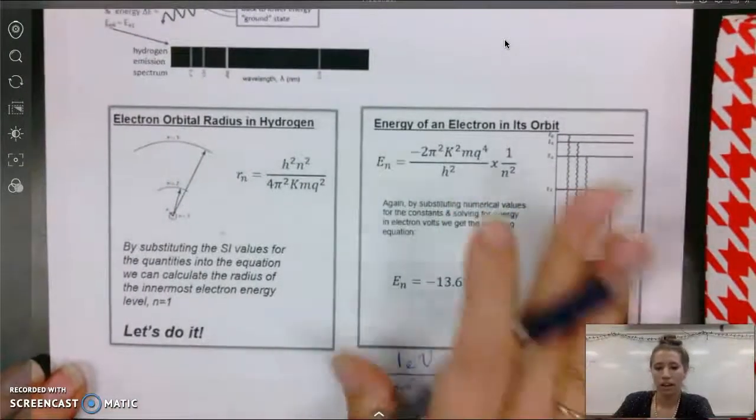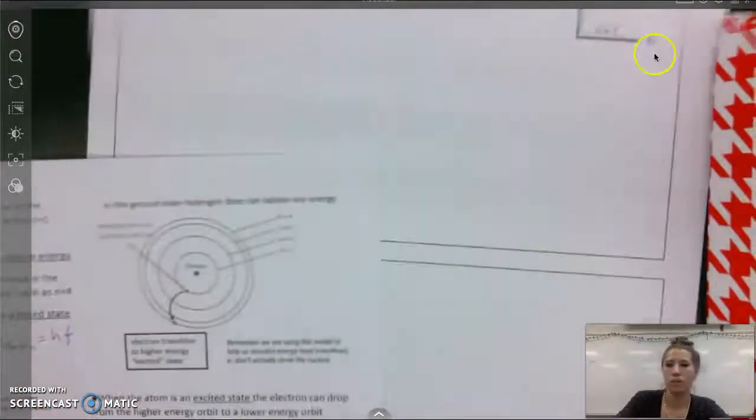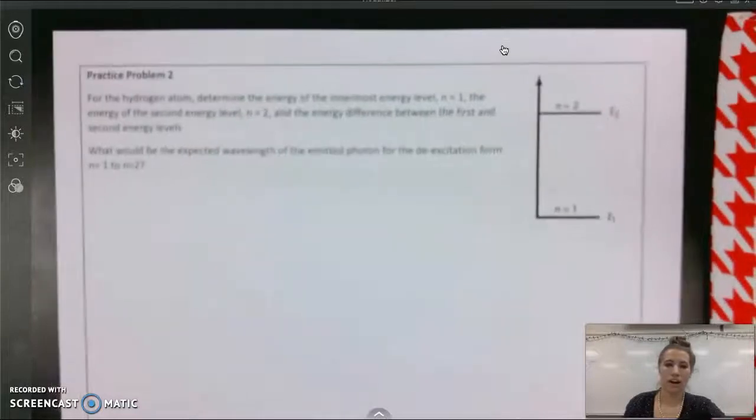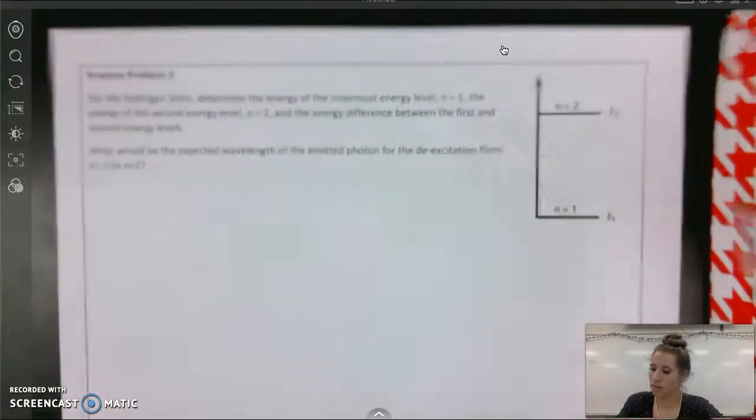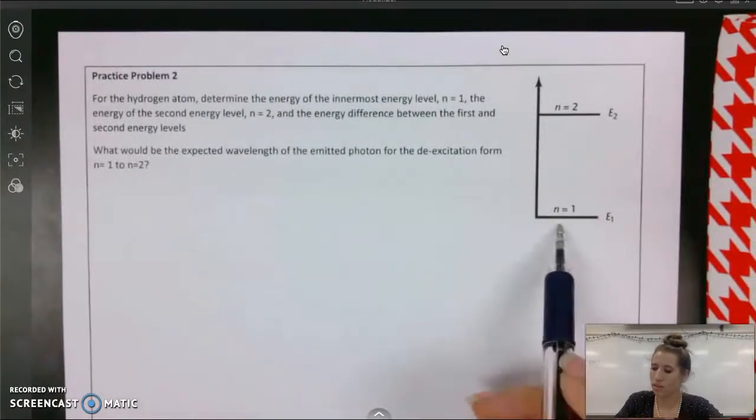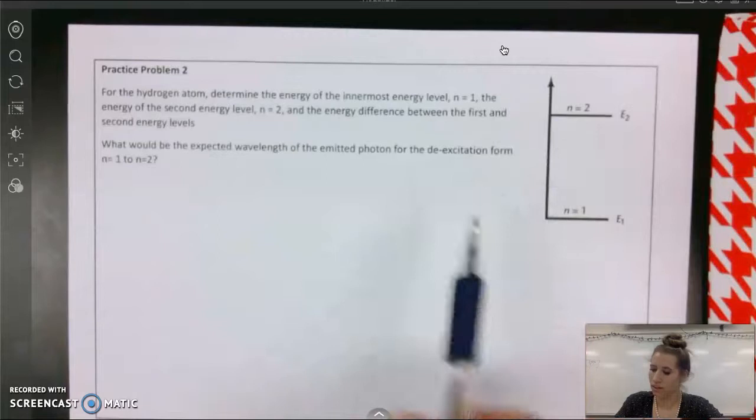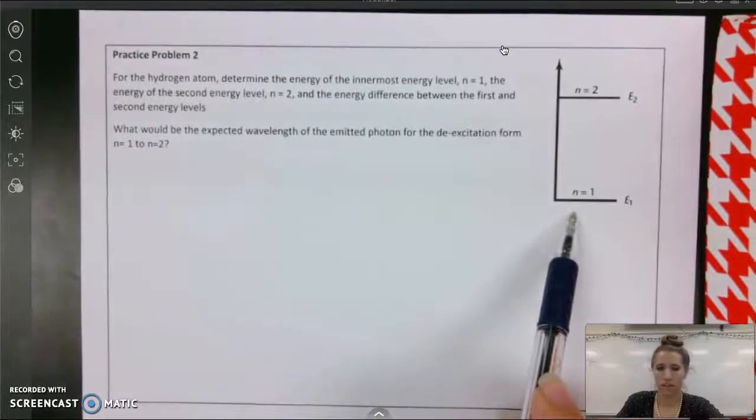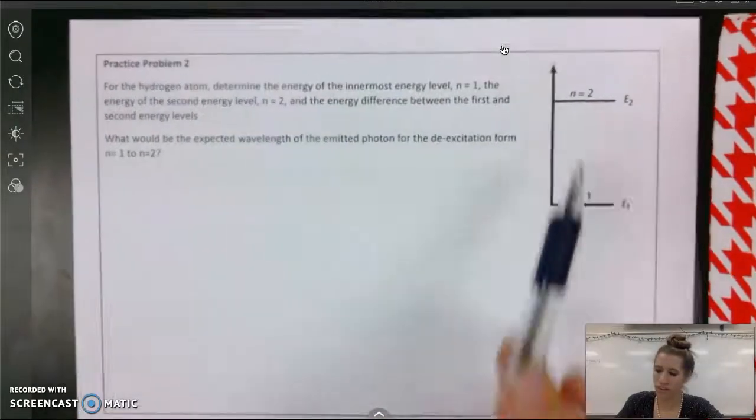So let's run this. Let's see, where are we at time-wise? Okay, we're going to start on this. We have a hydrogen atom. We're going to determine the energy of the innermost energy level, so we want to figure out what the energy is of n equals 1, the energy level of the second one, n equals 2, and the energy difference between the first and the second. And then we'll figure out what we would expect the wavelength to be of the photon emitted. So let's start by figuring out this energy and that energy.